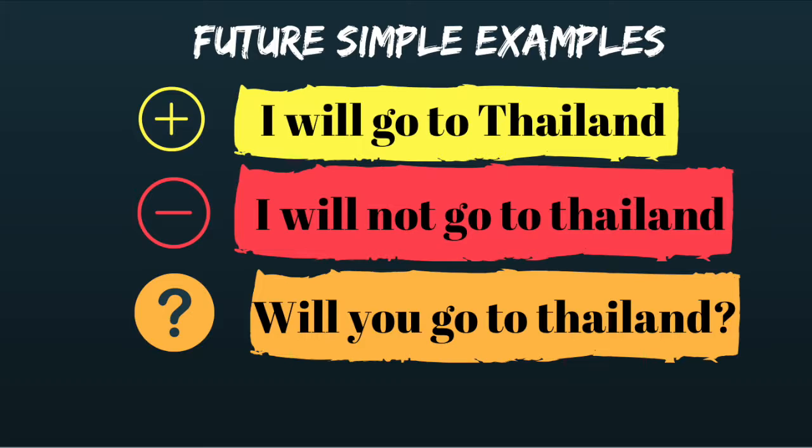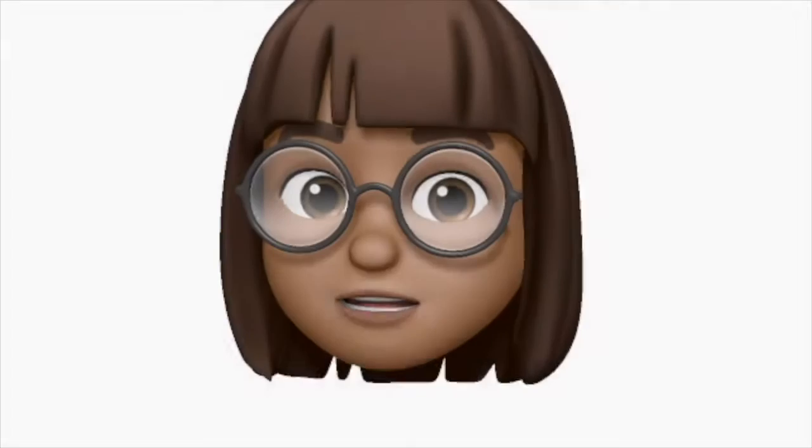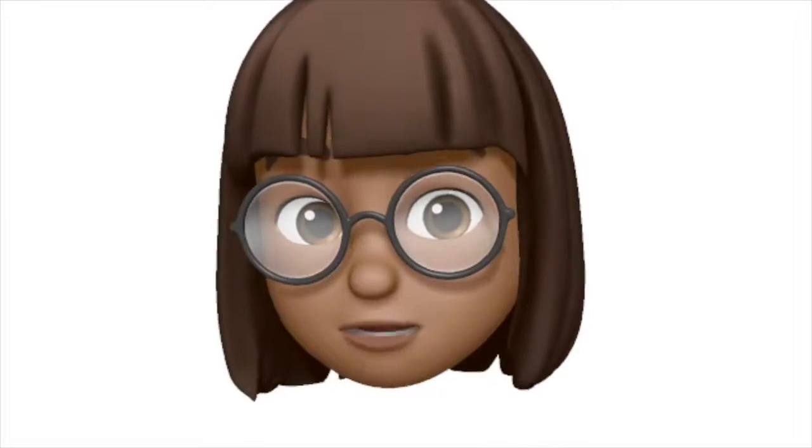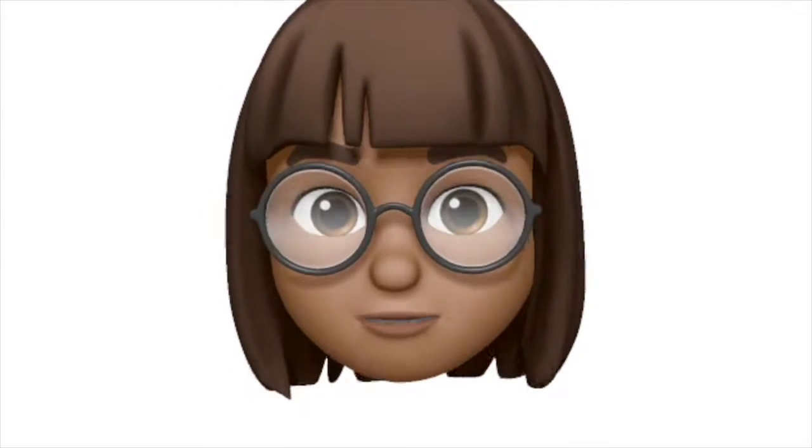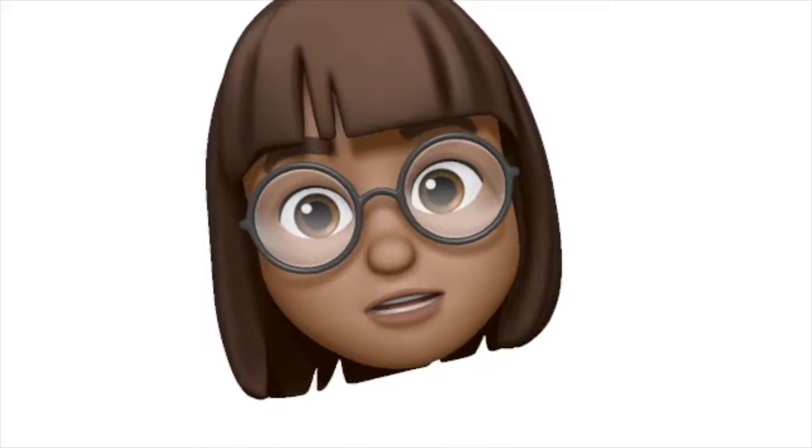For the negative form, it's exactly the same, and just look for what makes a sentence negative: the not, right? Then, for the question, or the interrogative form, you always have will at the beginning. So it's will plus the subject plus the verb. So: will you go to Thailand? And these are the examples. Super easy. As you can see, this first topic is really easy. But let's continue with the next one, which I know you will understand.